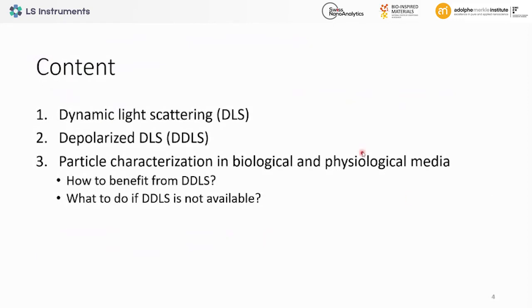First, some summary of the basics of dynamic light scattering, then pointing out the difference of depolarized dynamic light scattering compared to dynamic light scattering, and then how we can use this technique to characterize particles. For example, how to benefit from depolarized light scattering, which we briefly abbreviate as DDLS, and what to do if DDLS is not available. The first few slides will be basically a summary. I'm aware that not all of you might be an expert or familiar with the basics, but during the question session, you can ask questions freely, and I will try to answer them as well as I can.